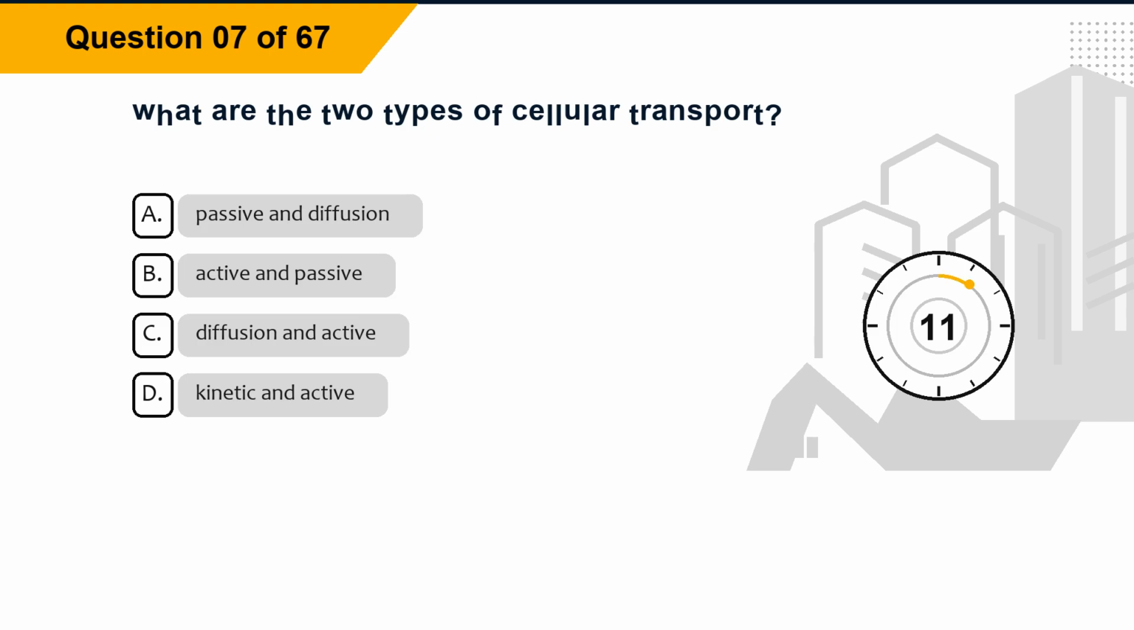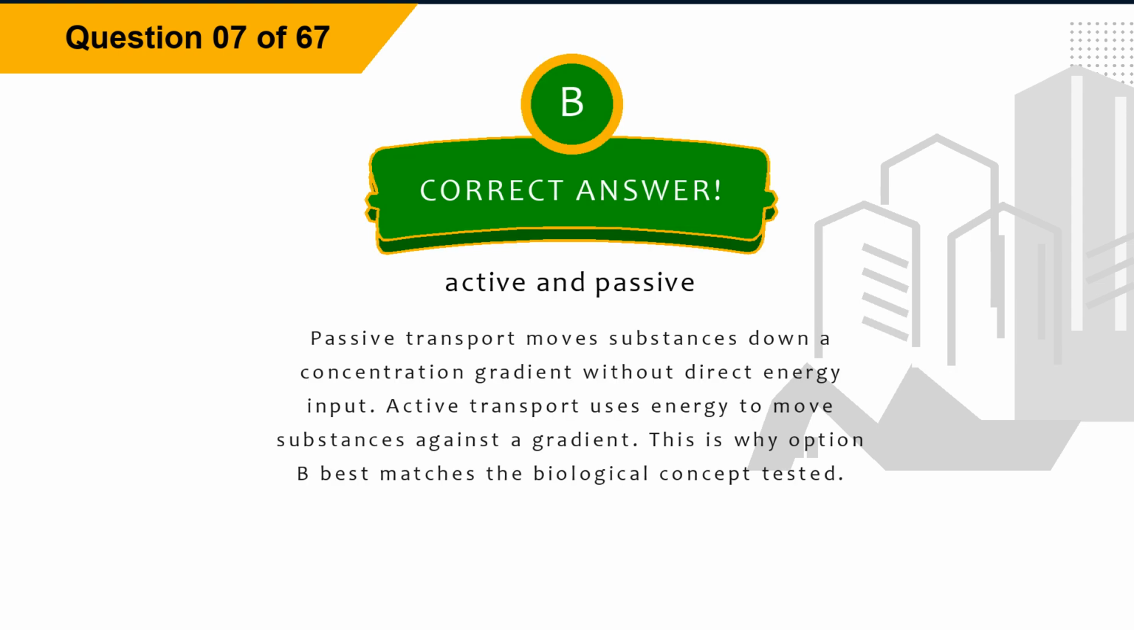Question 7. What are the 2 types of cellular transport? Option A, passive and diffusion. Option B, active and passive. Option C, diffusion and active. Option D, kinetic and active. The correct answer is option B, active and passive. Explanation. Passive transport moves substances down a concentration gradient without direct energy input. Active transport uses energy to move substances against a gradient. This is why option B best matches the biological concept tested.